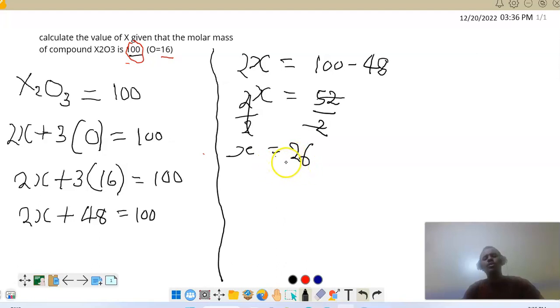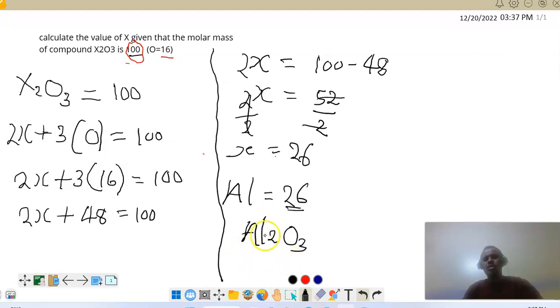So which element in the periodic table has an atomic number of 26? Obviously you know it. It is aluminium. So aluminium has atomic number 26. So the compound is aluminium oxide.